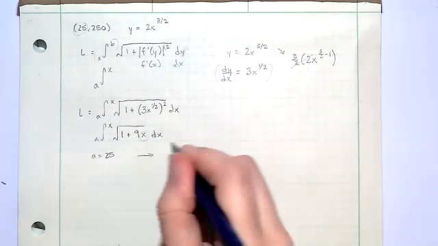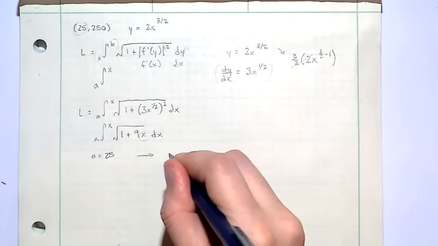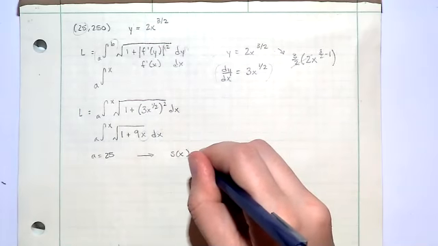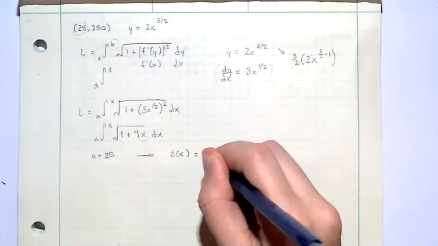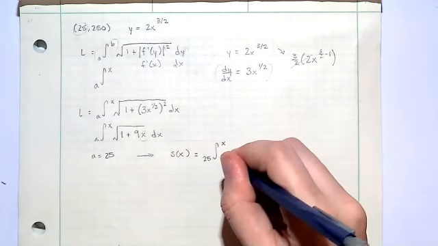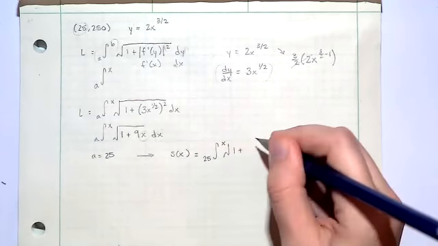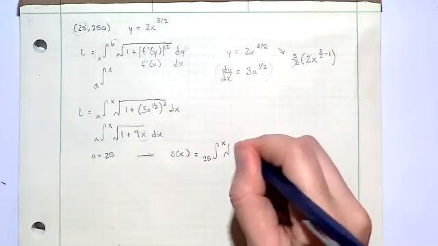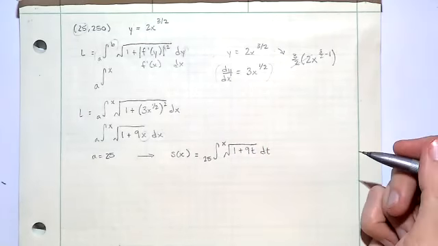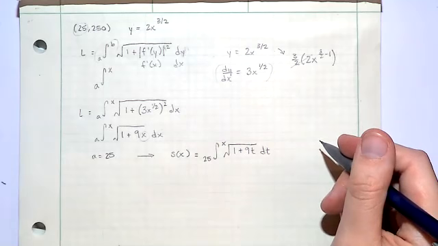So we'll go ahead and say that instead of L, this is going to be some function s of x equal to the integral from 25 to x. And we're still going to use the same square root of 1 plus 9x dx, but instead of x's, let's put t's. It's a good neutral one. Square root of 1 plus 9t dt. And so once we're here, we can take this integral just like we would any other.